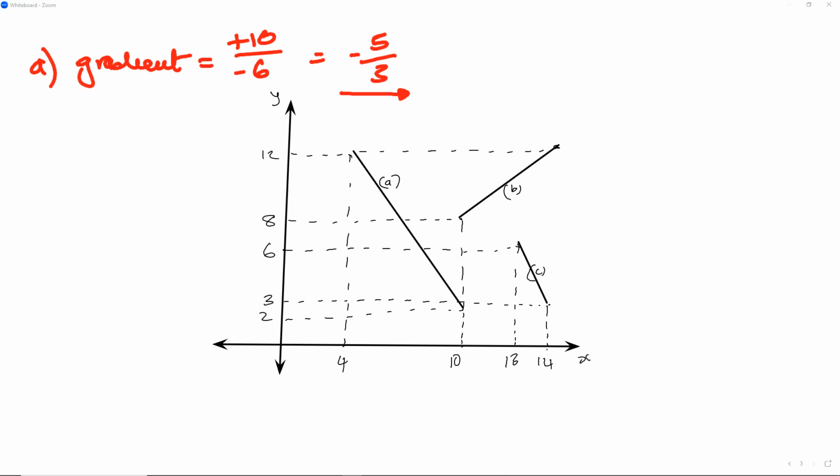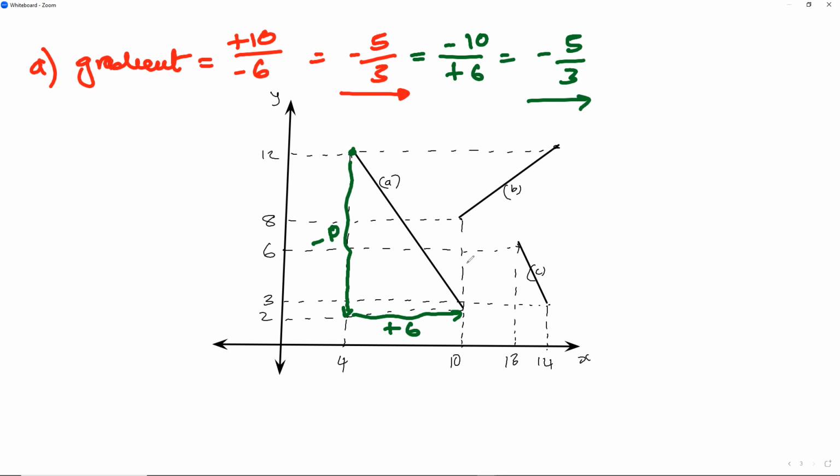You can start from 4. If you start from 4, which is this side of the line, and you go down to 2, then it will be negative 10. And then if you go right until there, it'll be positive 6. And that will still come to negative 5 over 3, which is the same answer. So you can choose to go from either point.